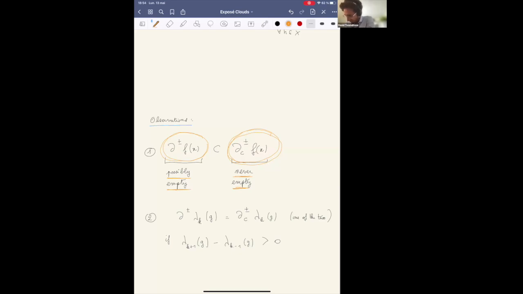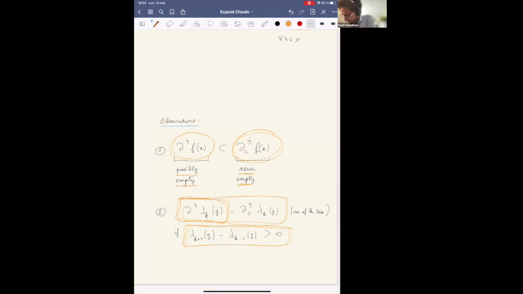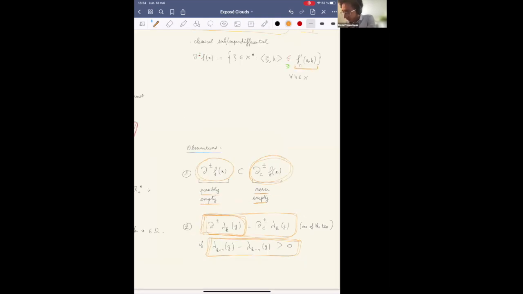Another reason is that if we have some spectral gap, so if we consider a lambda k that is greater than lambda k minus 1 or lower than lambda k plus 1, then the classical sub and super differentials are not empty, and they coincide with the Clarke sub and super differentials. That's quite interesting for studying the case of spectral gaps.